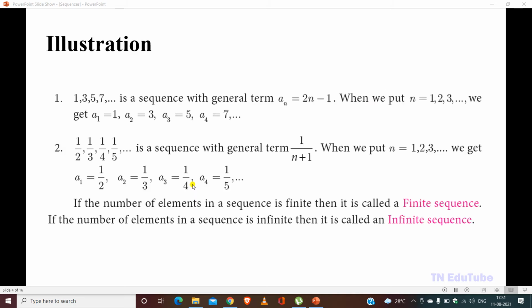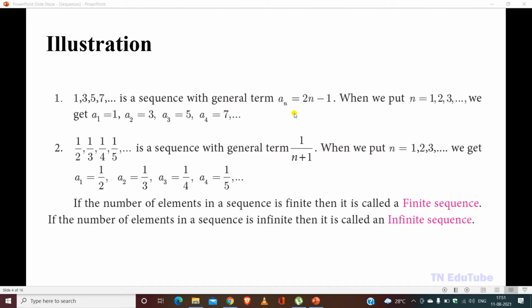Okay, children. Now see one example illustration. 2 illustrations will be there. 1, 3, 5, 7, etc. is a sequence with a general term. Generally, we can take it as an. Or terms, in the sense, we can take tn also. And afterwards, for the problems, we are taking the nth term as tn. Here simply assuming the general term is an. It is defined like this: 2n minus 1, where n is equal to 1, 2, 3, etc.